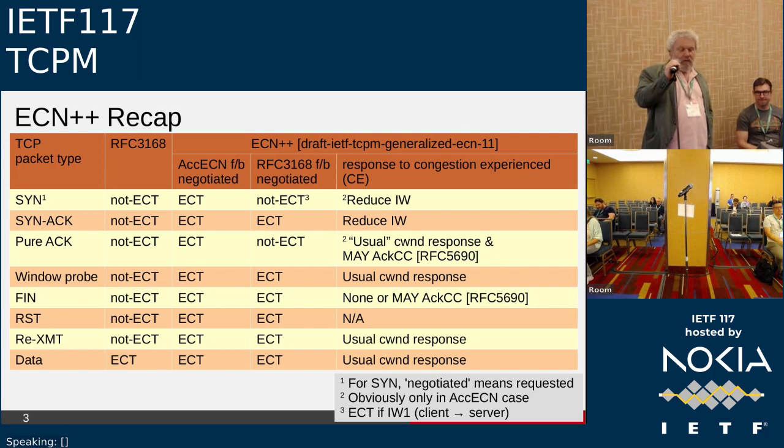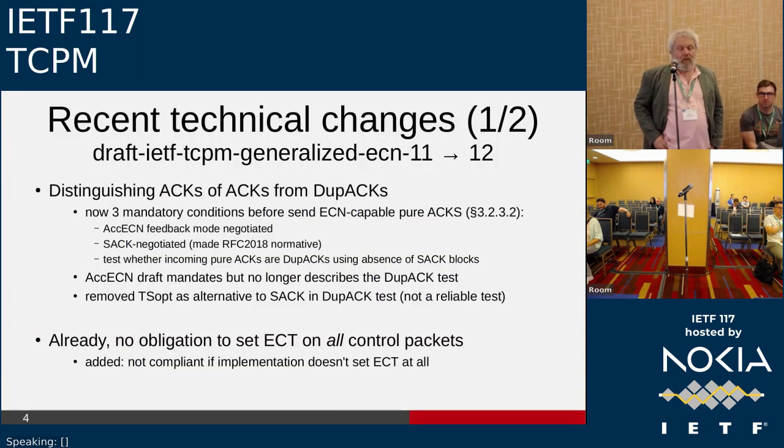That's a very quick recap of how there's a table in the draft about how RFC 3168 feedback uses not-ECT on all those things other than data, and accurate ECN feedback uses it on everything, but ECN++ can be used with RFC 3168, not accurate ECN feedback. A couple of things it mustn't do: that's the SYN and the pure ACK. Okay, next. That's just a recap.